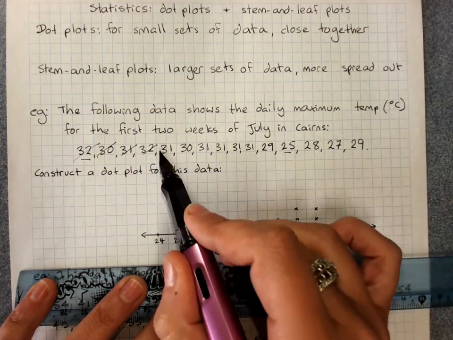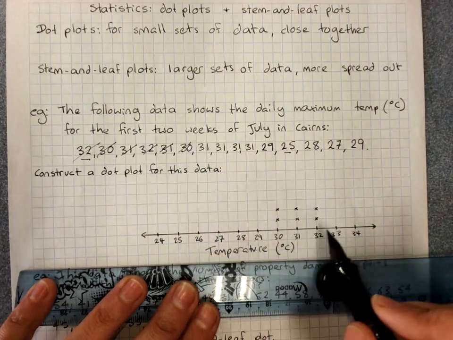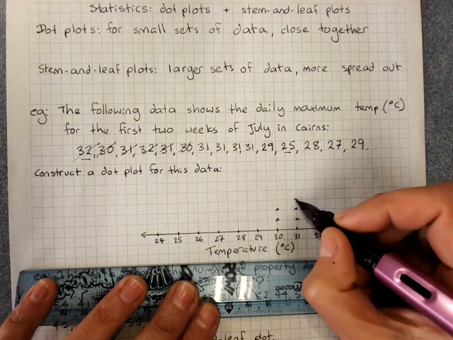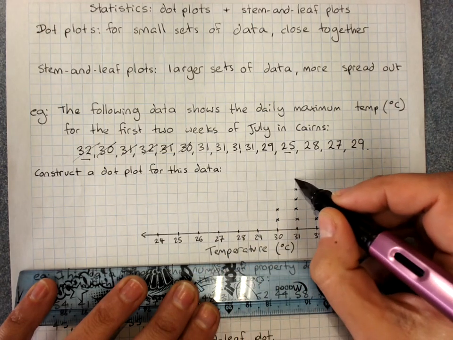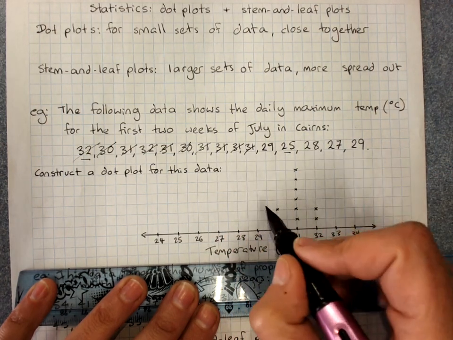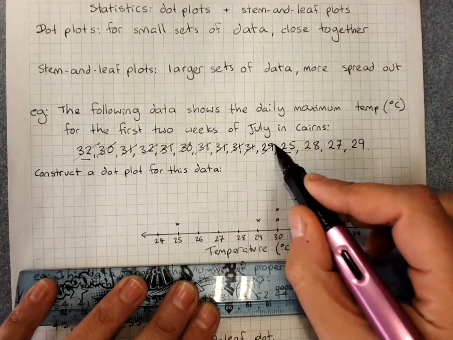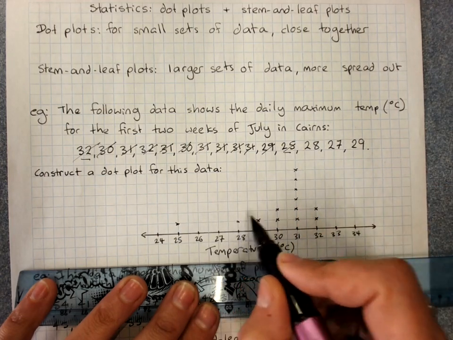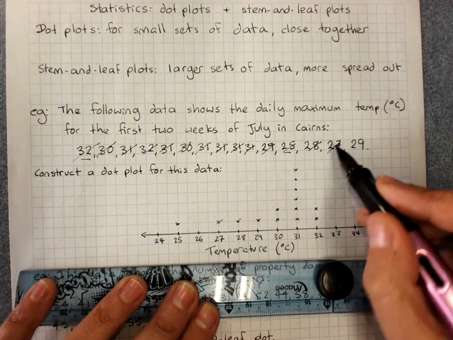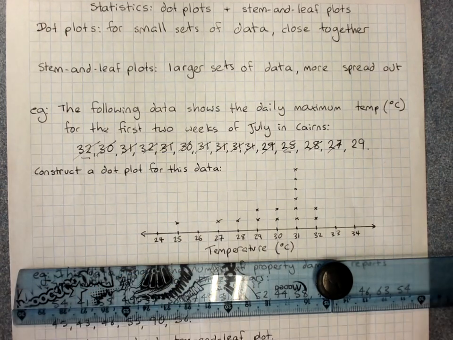So what this makes is actually pretty like a column graph. I've got 1, 2, 3, 4 31s. 1, 2, 3, 4. 29 and 35, 28, 27, 29. And there we go, that's a dot plot.